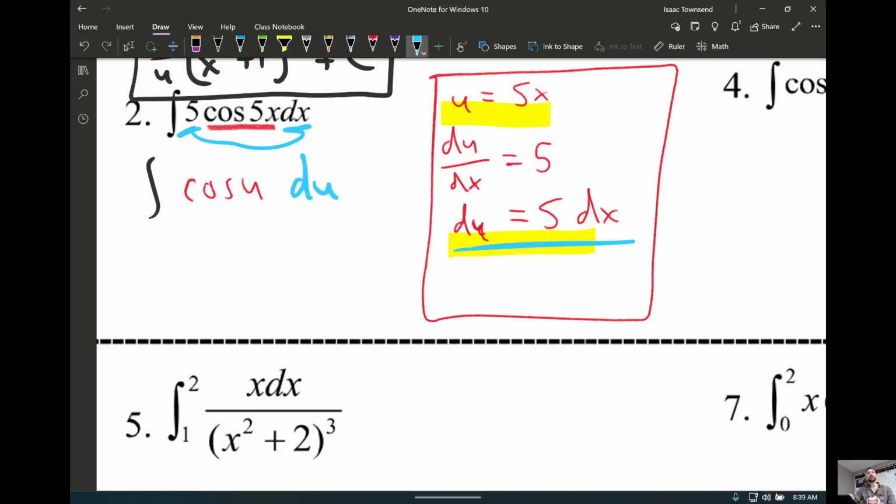We can't integrate this if it's got 2 different variables going on. This can't be u and this be an x. That doesn't make sense. We need these to be consistent. This is defining the variable. So now we have rewritten it.